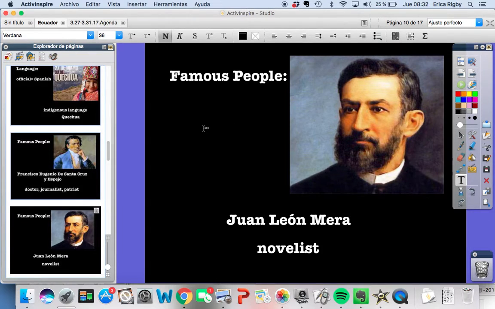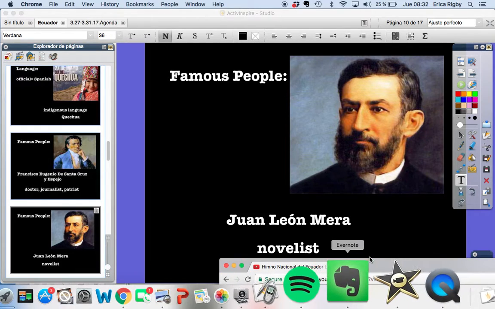The other famous people that we are studying here in Ecuador, one of them is Juan León Mera, who was a novelist. And Juan León Mera lived in the 19th century, and he is actually responsible for having written the Ecuadorian national hymn. He was a novelist, he was a poet, so he wrote the lyrics to this hymn, and it is available to listen to online, so we will do that briefly.